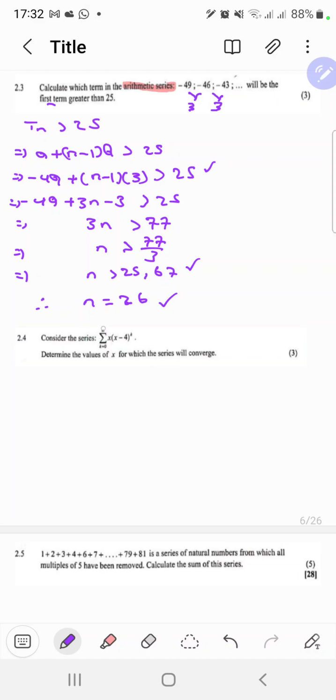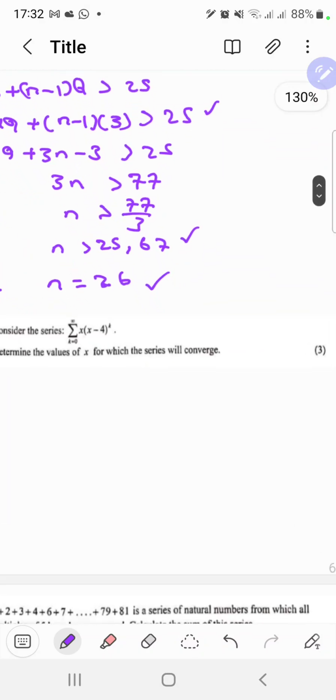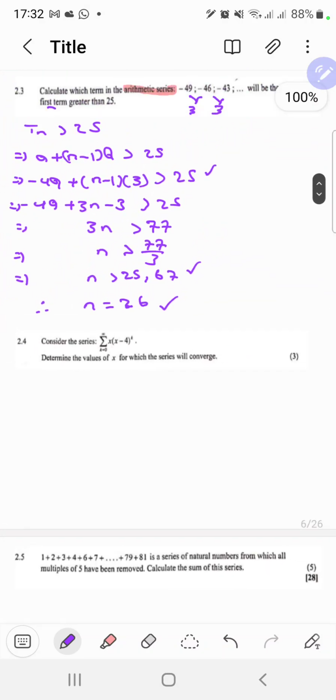series. Of course, you can tell, I mean, this picture is too small here, but you can tell that this is sort of like going to infinity. All right. So it's a sum to infinity. Now it says determine the values of x for which the series will converge. I mean, for it to converge, what do we know? We know that our r must be less than 1, greater than minus 1. That is the characteristic of a convergent series.